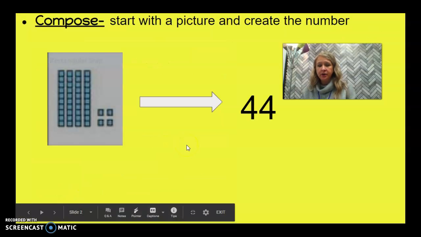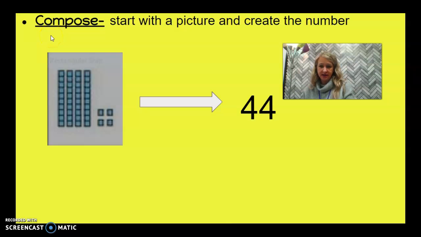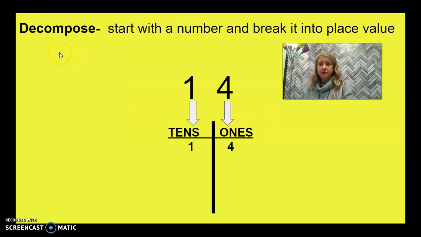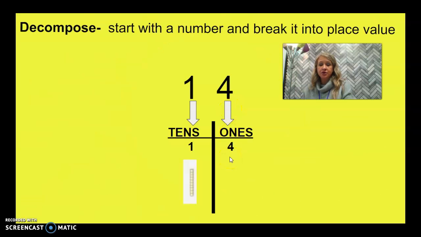Let's review our vocabulary with the first word, compose. Say the word, compose. That's when you start with a picture, and you have 4 10s and 4 1s, and you can make the number 44. Decompose. Say decompose. That's when you start with a number and break it into place value. So if I have 1 in the tens place, how many 10s do I have? 1. If I have a 4 in the ones place, how many 1s do I have? 4. That's correct.